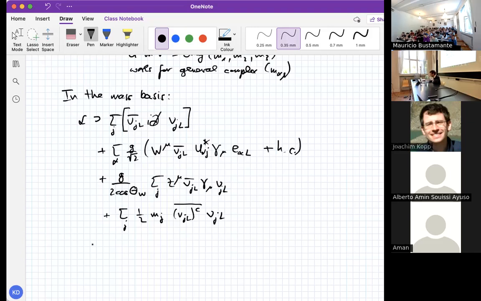And this now means that in the mass basis, a charged current neutrino interaction involves a superposition of all three mass eigenstates.